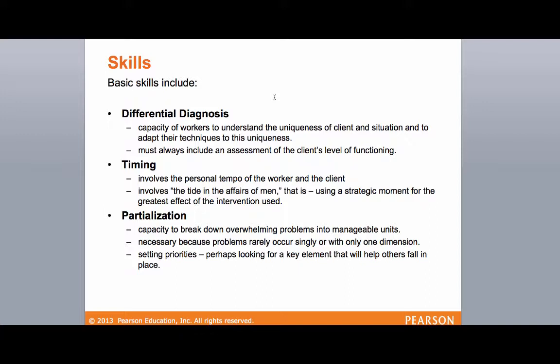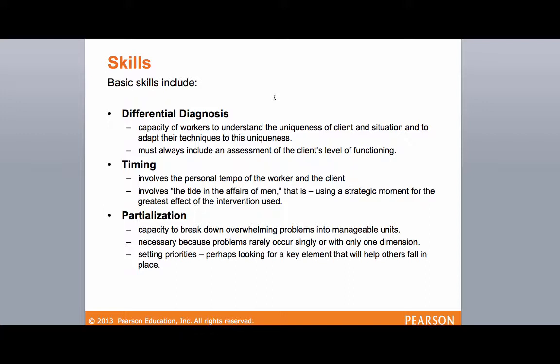So workers have to be able to understand the uniqueness of the client and the situation, and then we adapt our techniques based upon this uniqueness. And always we have an assessment of the client's level of functioning as well in making this diagnosis. This is something else that has a big bearing, I believe, on the selection of technique that we use too, because we have to consider what the client can understand and can participate in.